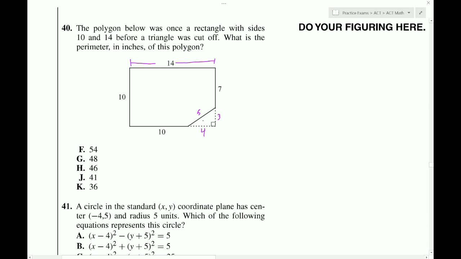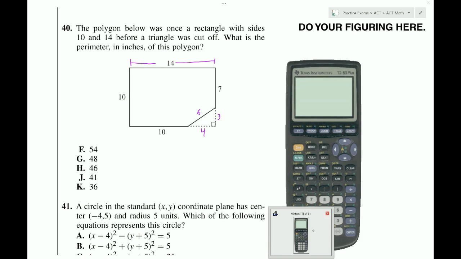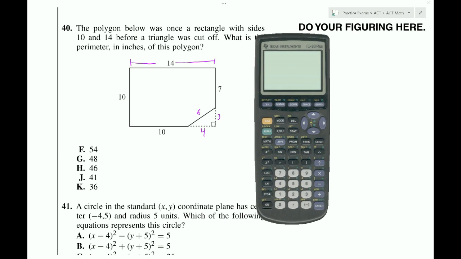So now we simply have to add the values that were given here. So we'll do, let's see, 14 plus 7 plus 5 plus 10 plus 10. That'll give 46.